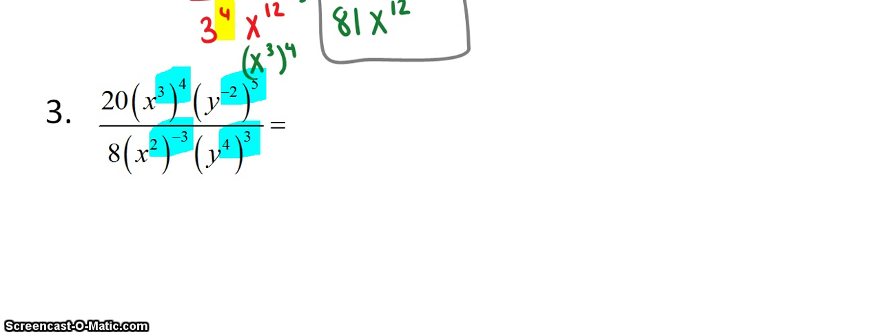I'm going to start with that. You can start in any order you choose. So we have 20, and then we have x to the third, and it's raised to the fourth. That 4 only goes with what's in the parentheses, not the 20.